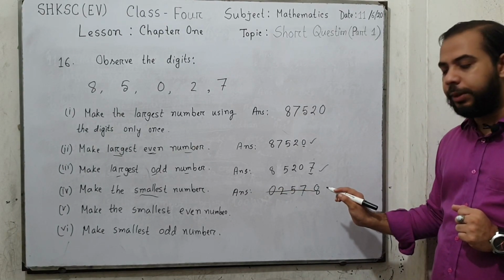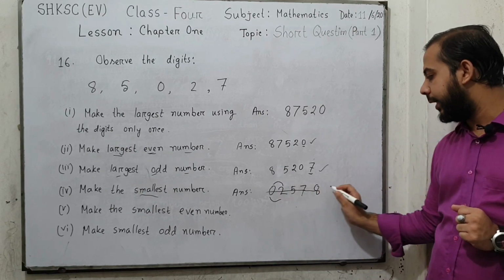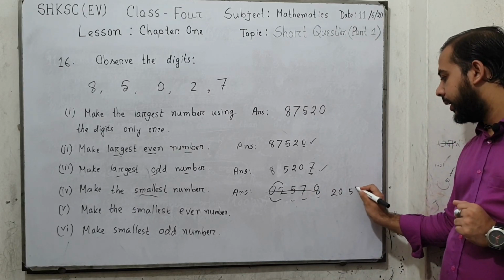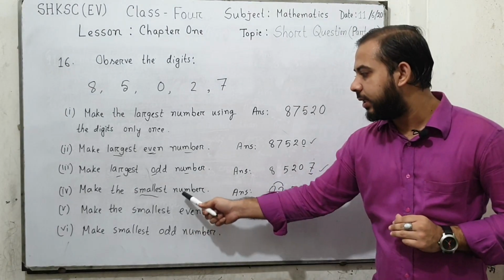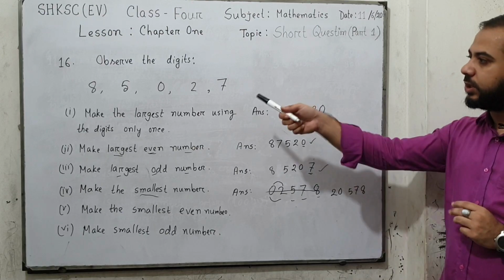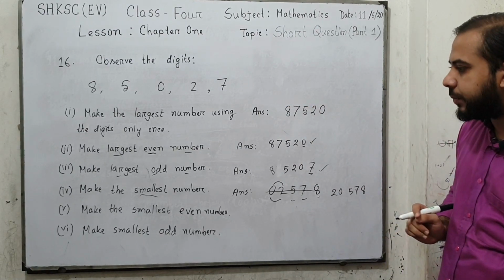The answer will be if we swap 2 and 0 here. If we write 2 at first and then 0, and the other digits are okay, then it will be the correct answer. So the smallest number will be 20,578 using these digits. All right, I hope you understand. Now move on to the next question.